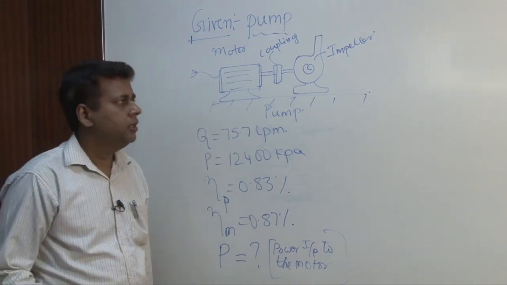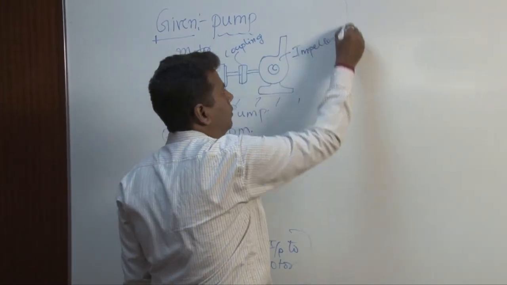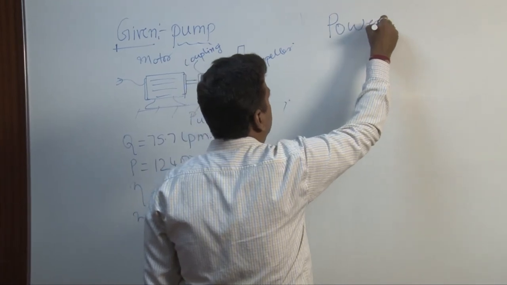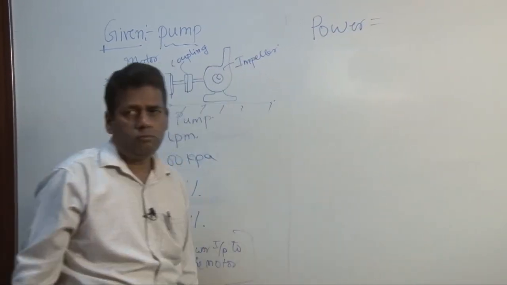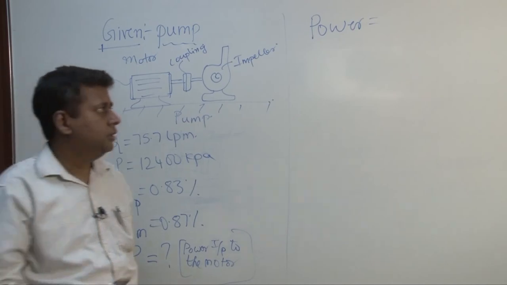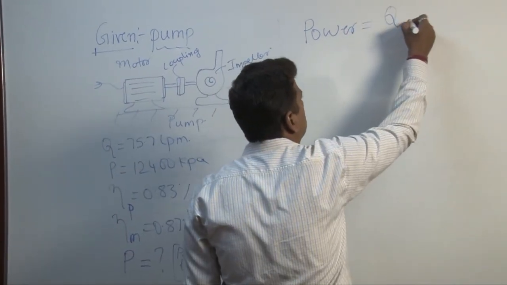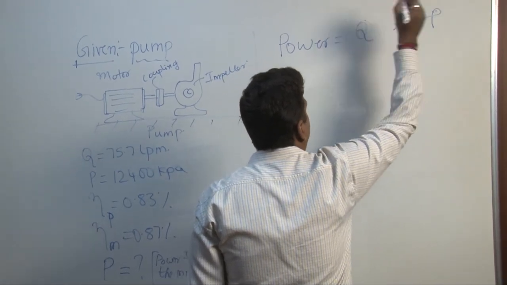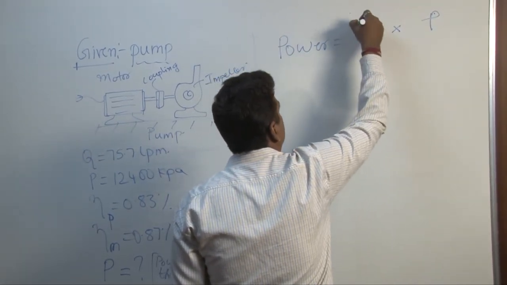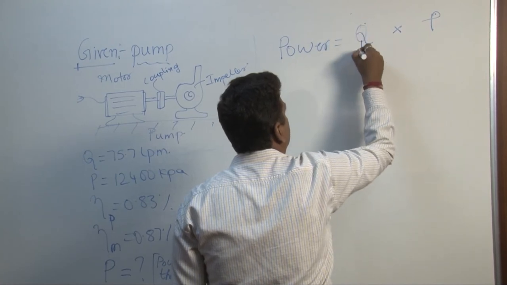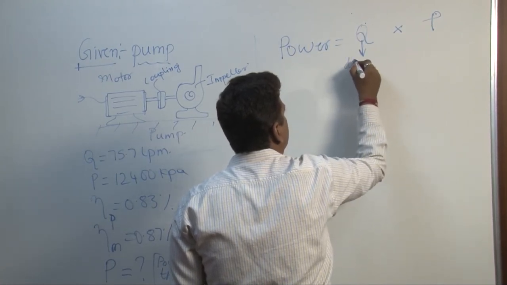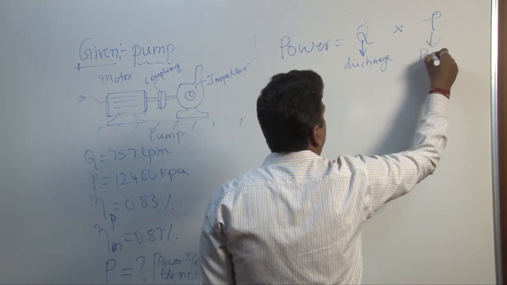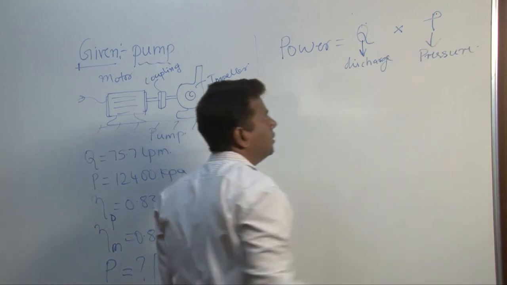We know that while solving the problem, power is a function of Q and P, where Q is discharge and P is pressure.